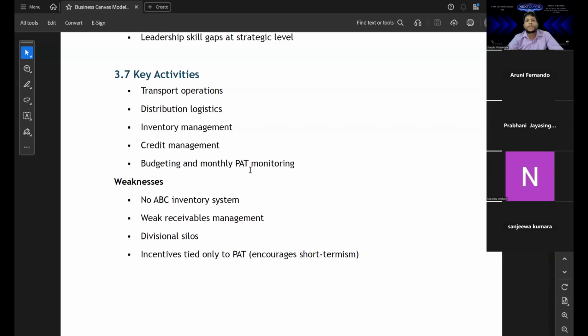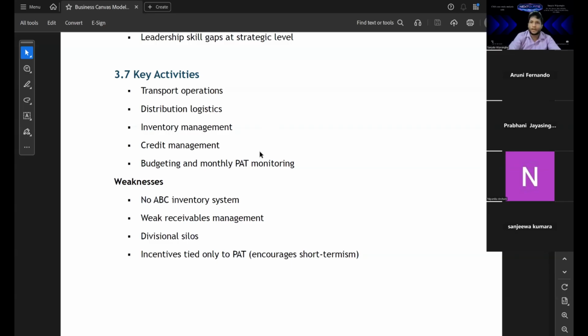Then budgeting and monthly profit after tax monitoring. That means the budgeting should be there and the profit after tax monitoring also. When it comes to budgeting, we discussed it under a separate headline, a separate topic: which budgeting concept is more suitable to GST. Now this is time to remind them. I'm not going to talk about the entire 40 hours within 1 hour. Within 1 hour, I'm not going to talk about all things.